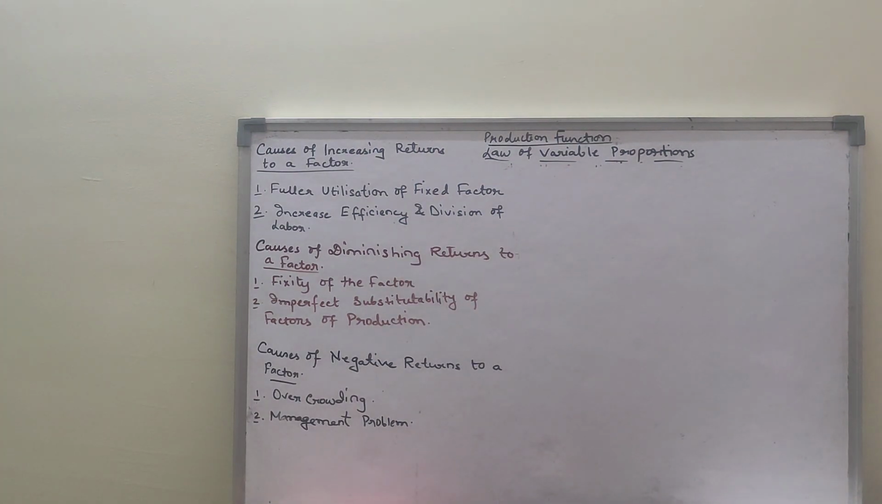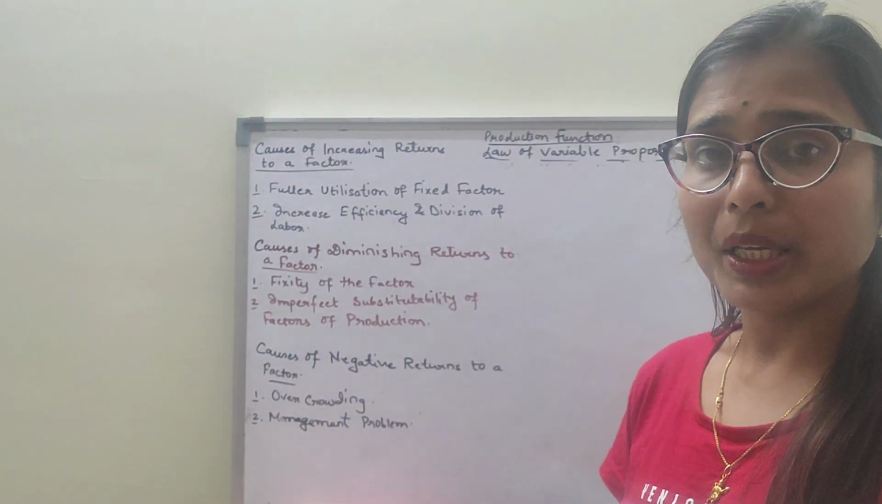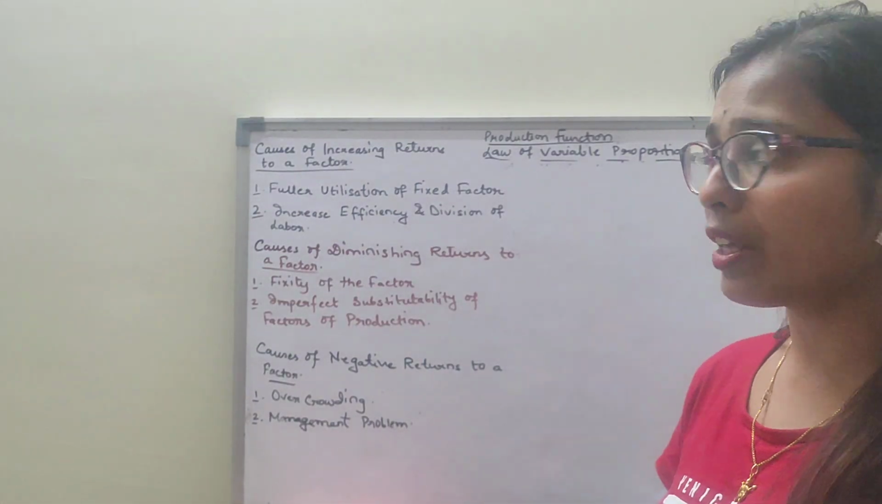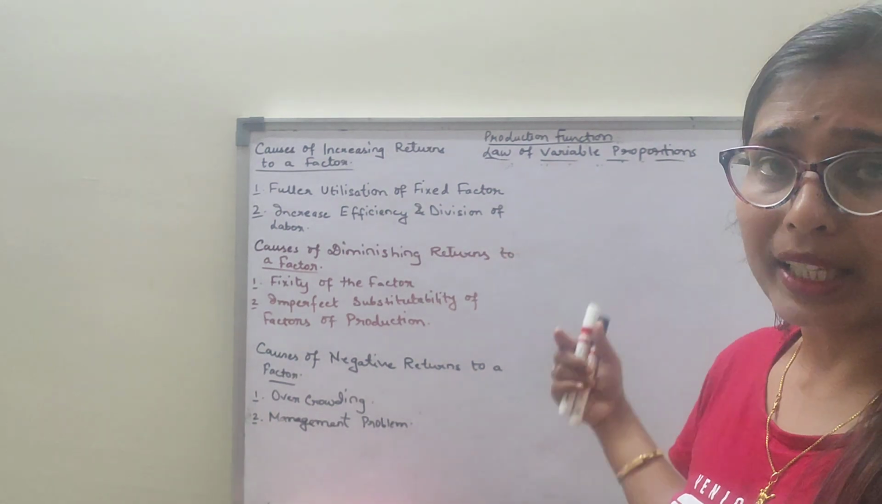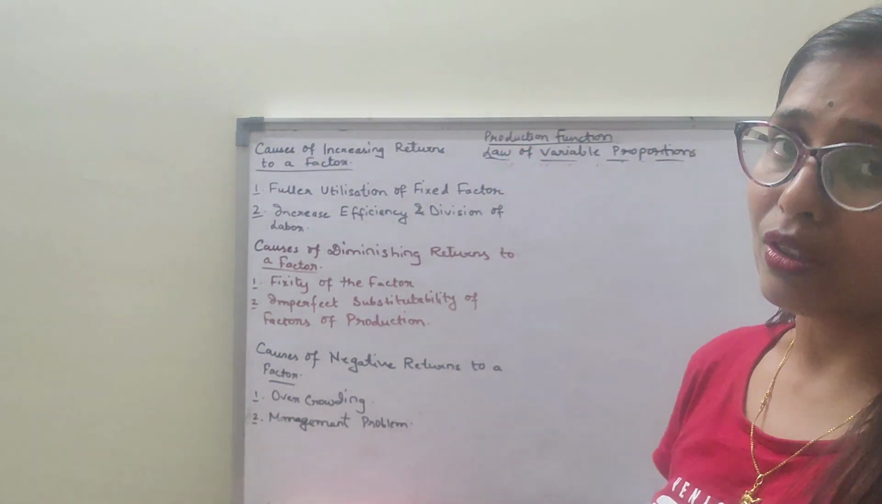Now coming to the causes of the increasing return. I explained in the last class, in the law of variable proportions, that in the initial stage there is increasing return, then diminishing, then negative. So we will discuss the causes today.